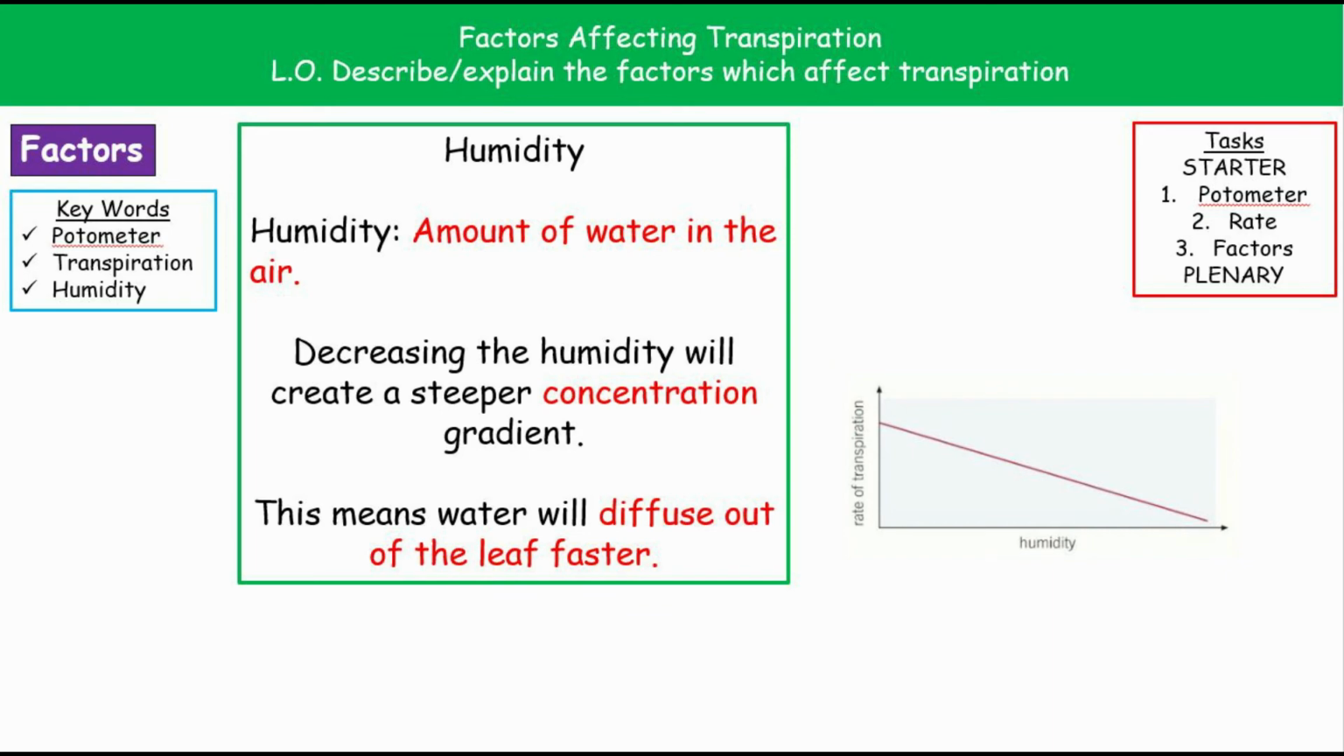So what we find here is decreasing the humidity will create a steeper concentration gradient. And that means that by decreasing the humidity, we increase the rate of transpiration. Because if there's already a lot of water in the air around our plant, then we've got a very shallow concentration gradient. And that means that we're going to have a very slow rate of diffusion. Now, that obviously gives us the opposite shape of our graph to what we've been used to. So humidity is the odd one out, if you like. You've just got to remember that a higher humidity leads to a slower rate of transpiration. So make sure you've got those all correct in there and sketch the graph, because remember, it could be a multiple choice question on your exam.